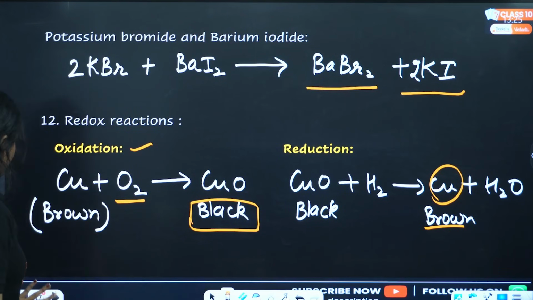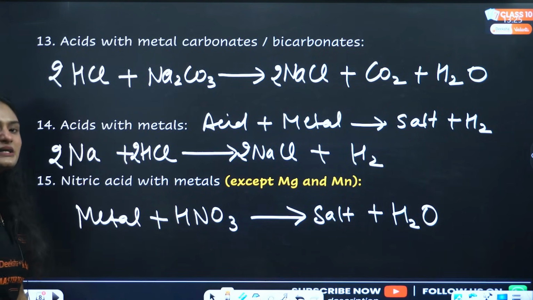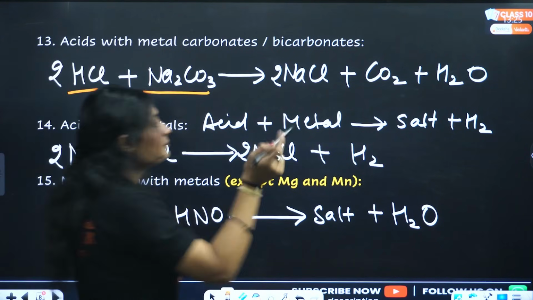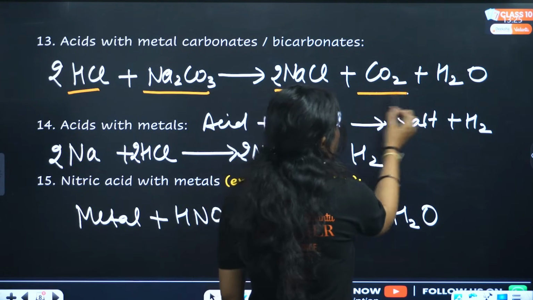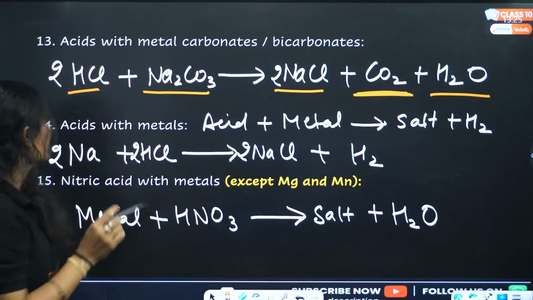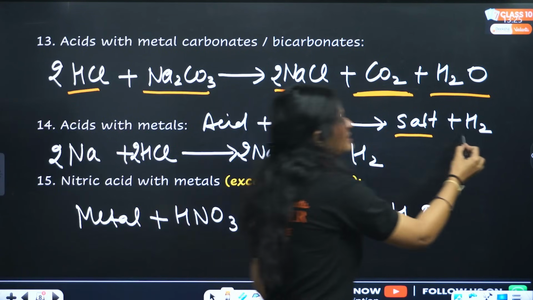Okay, next is acids, reaction of acids with metal carbonates or metal bicarbonates. When acids react with metal carbonate or metal bicarbonate, both, we get a salt plus carbon dioxide gas is evolved and water. Next is acids with metal. When acid reacts with metal, we always get salt plus hydrogen gas.